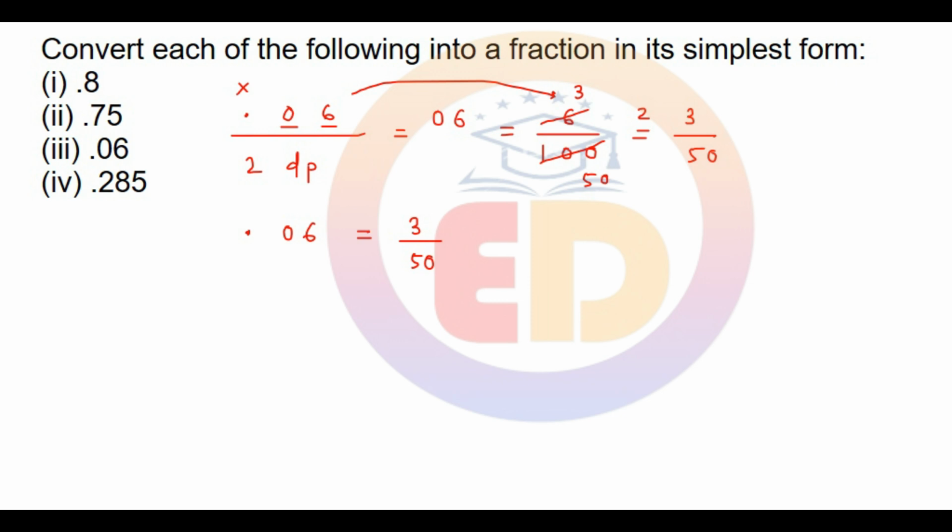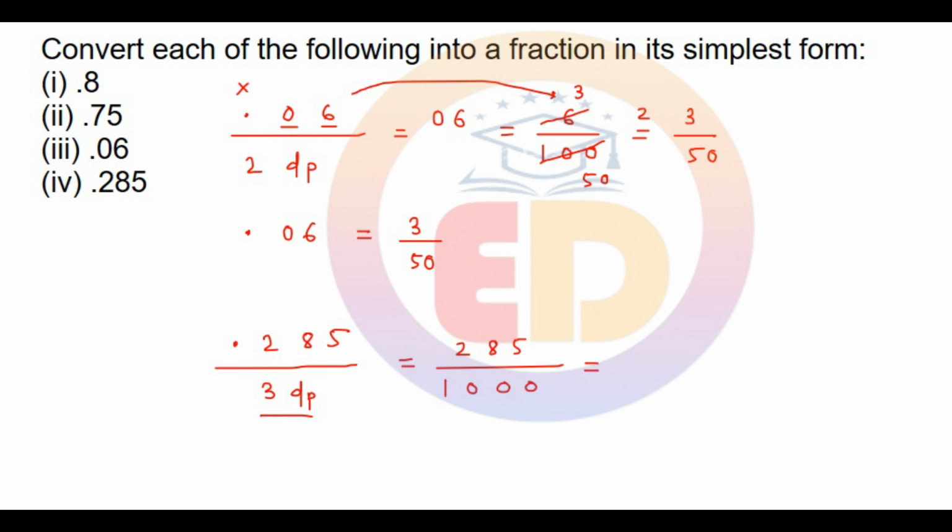Next, 0.285. There are 3 decimal places. First I will write down this number without the decimal point. It will become 285 upon. In the denominator, first I will write down 1. And since there are 3 decimal places, I'll write down 3 zeros. It will become 285 upon 1000.